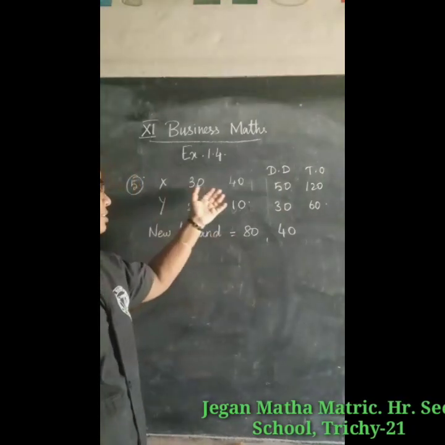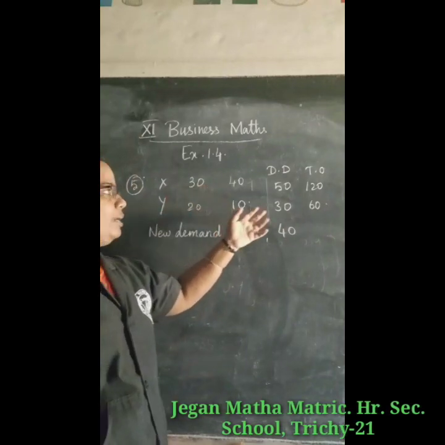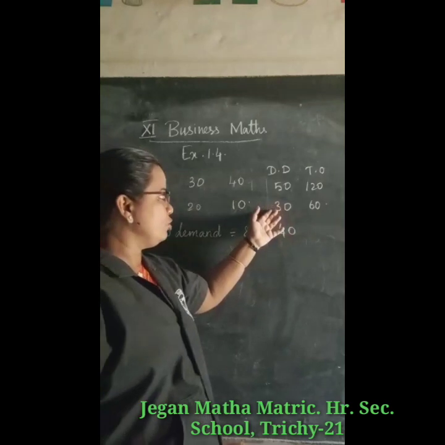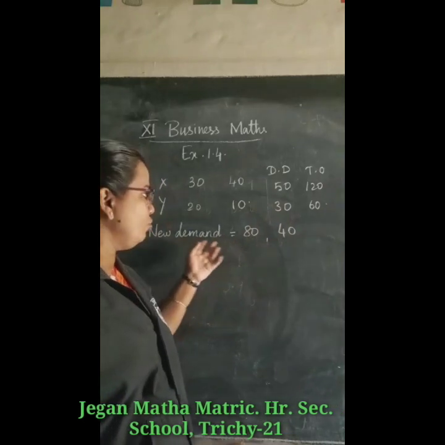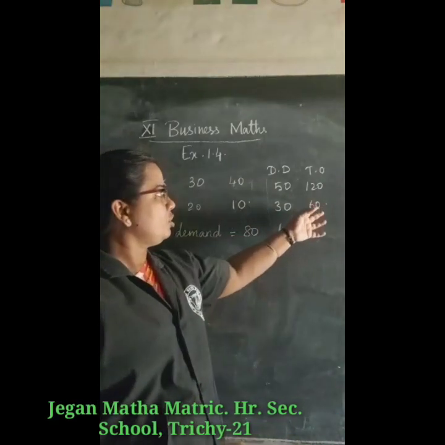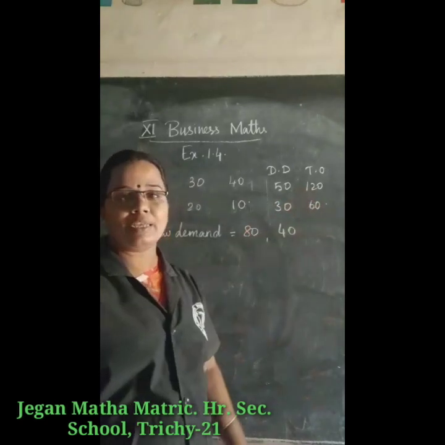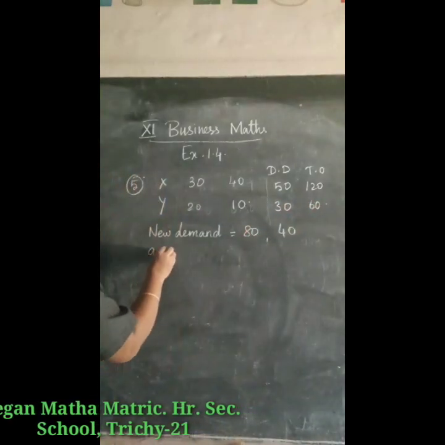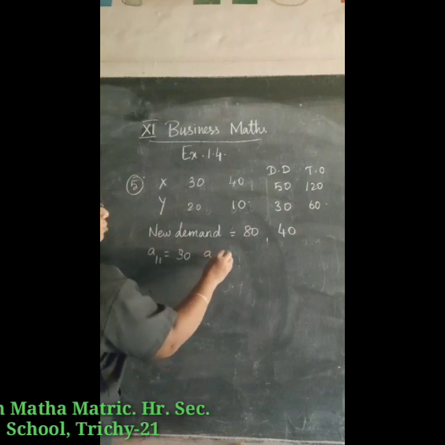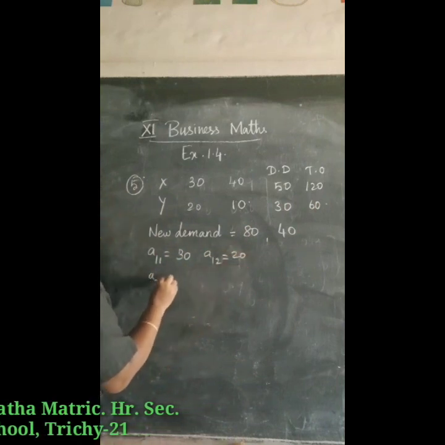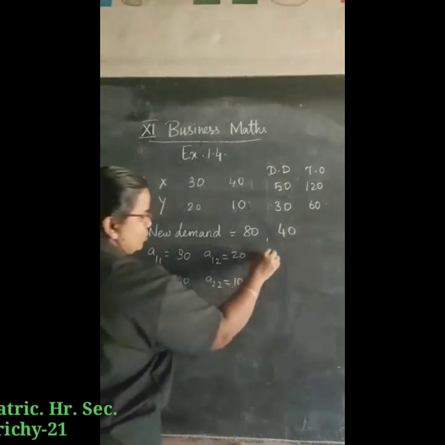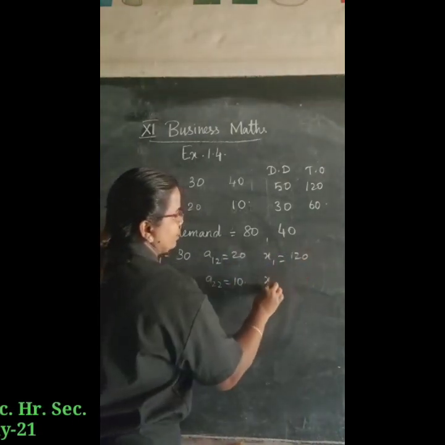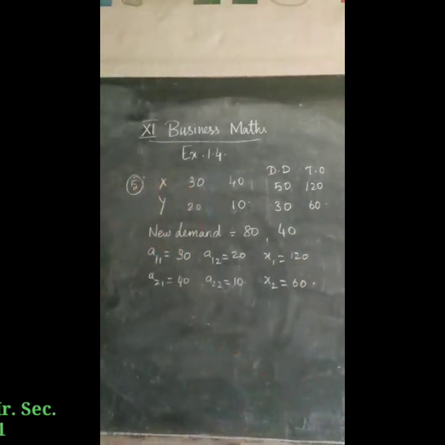So this is A11, A12, A21, A22, and this is domestic demand. Don't worry about the domestic demand, because we have to find the answer for the new demand only. That new demand is 80 and 40. Here the total output is given, which is considered as X1 and X2. Now A11 is equal to 30, A12 is equal to 20, A21 is equal to 40, A22 is equal to 10, and X1 is equal to 120, X2 is equal to 60. Now we have to find B11, B12, and so on.